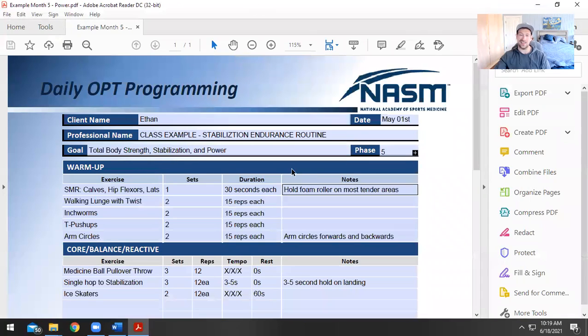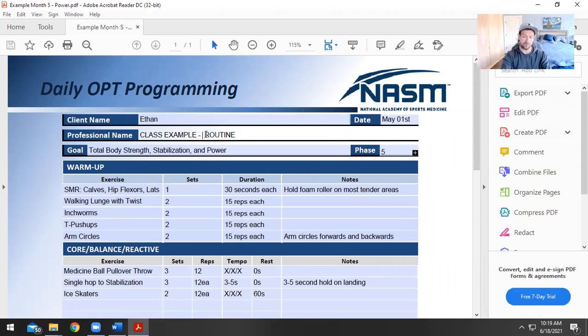Lastly, we do have to change things up. Now we're in the power level. So now we are fully in phase 5. This is the most intense phase where things are going to get really, really difficult.